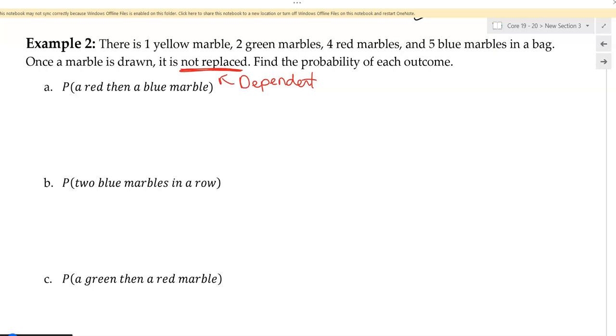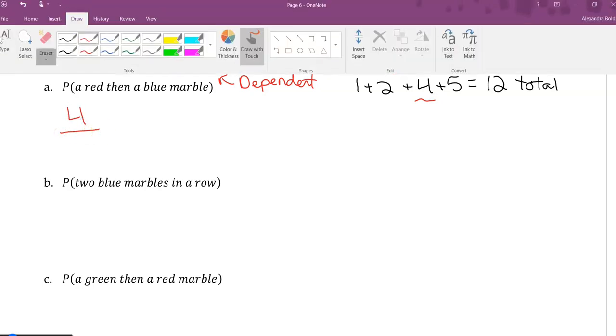At the first one, we have the probability of a red and then a blue marble. Okay? So I still have my total of 1 yellow, plus 2 green, plus 4 red, plus 5 blue. We still have 12 total. Okay. I'm going to take a red marble out of the bag. So I have 4 red marbles. Okay. So that's 4 out of 12. Let me write the probability of red.